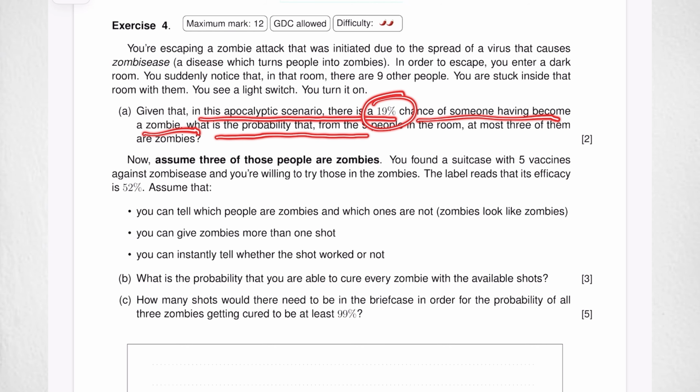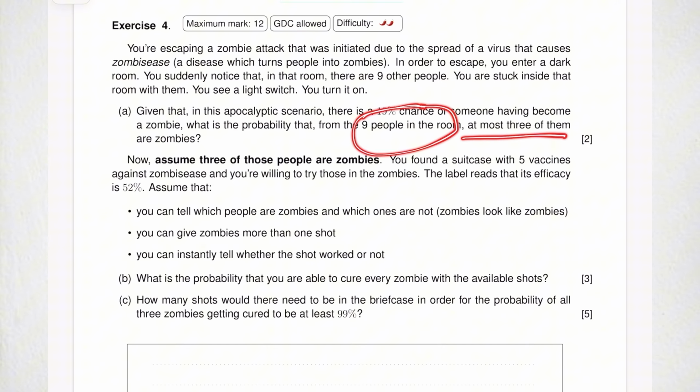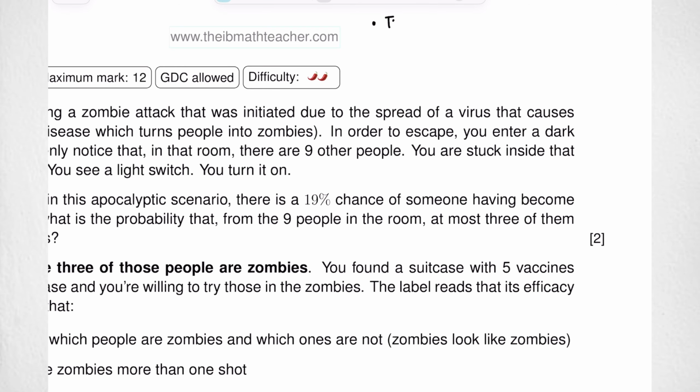And by the way, you're not a zombie, don't worry. What is the probability that from those 9 in the room, at most 3 of them are zombies? Now, this is a typical binomial distribution. There are 2 possible outcomes, which are zombie and not zombie. The probability of success, which by the way is 0.19, the probability of being a zombie.